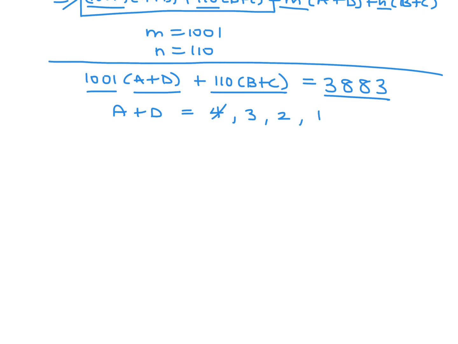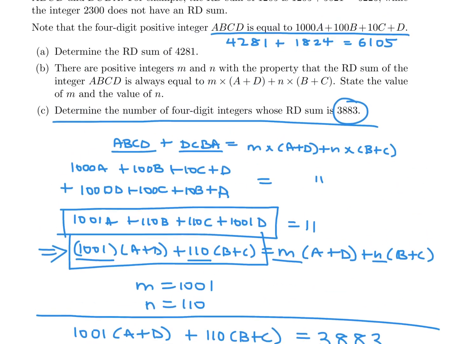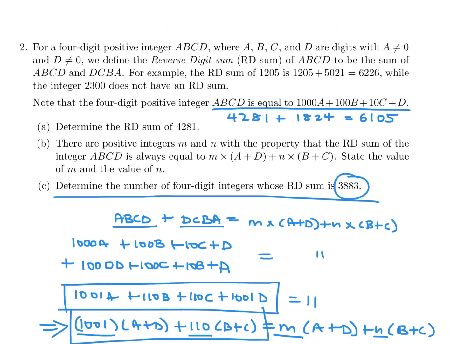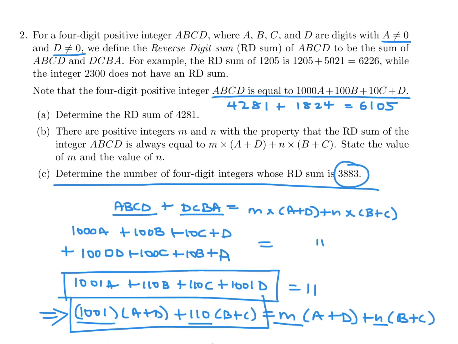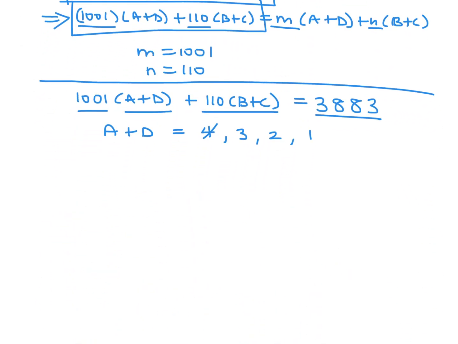Let me think about this. A and D represent digits, right? And neither of them can be 0. That was very important, right here. A cannot be 0 and D cannot be 0. So the lowest that A and D could be is 1. So 1 plus 1 will be 2. So the lowest it could be is 2, so it cannot be 1. So the only values we have for A plus D are 3 and 2.